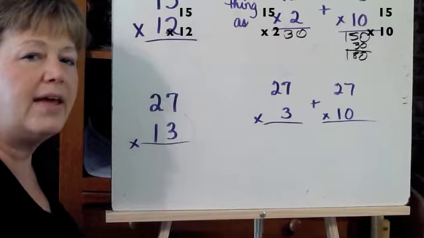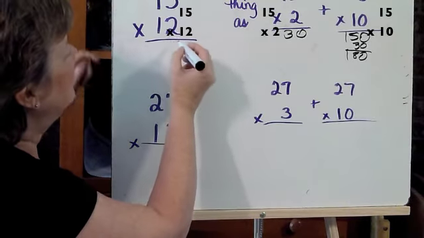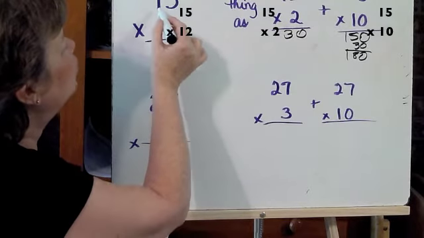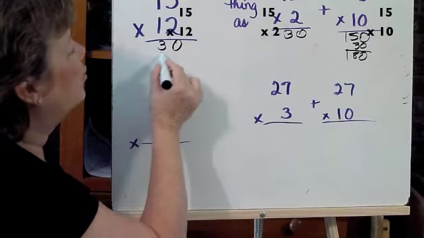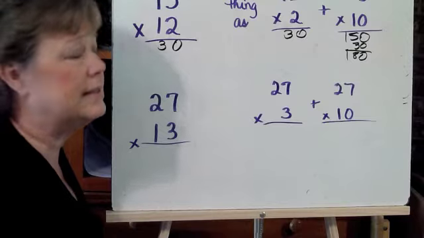So let's see how that looks over here. 2 times 5 is 10. I'm going to carry that 1 over here. 2 times 1 is 2, and 1 more is 3. There's my 30, just like it's here. That's the concept I'm wanting you to see.